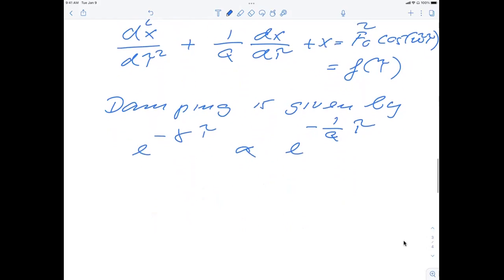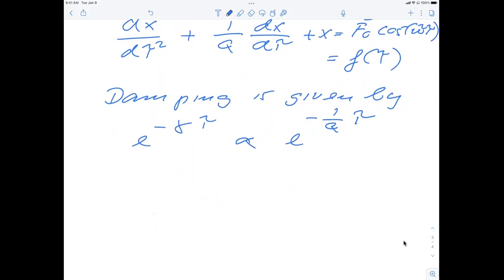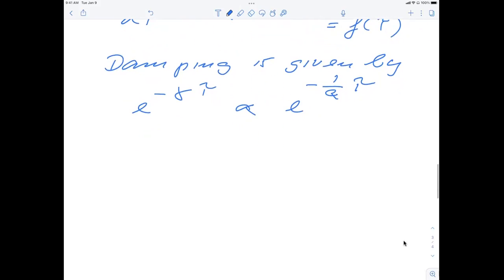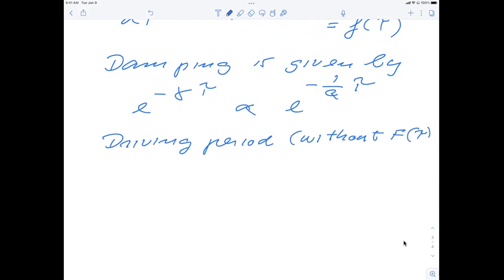So if we now go back to what we had, we know that there's a driving period, which we defined, and this is without an applied external force, without this force F of tau. Now we're just looking at the motion which is being damped.